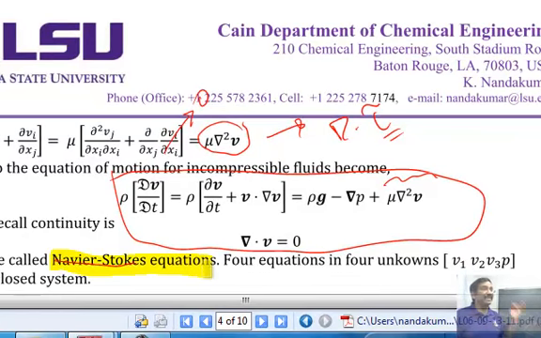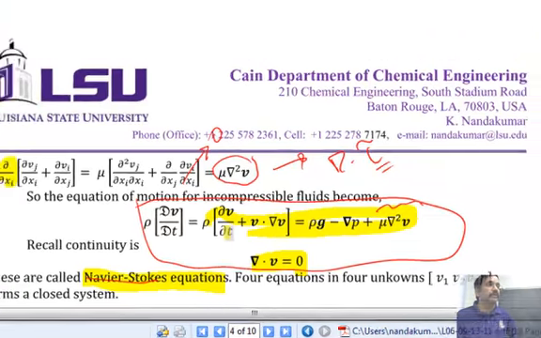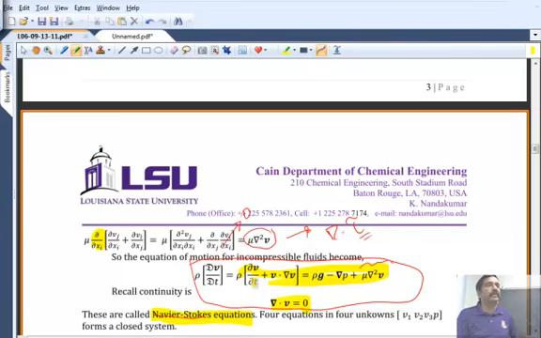Okay, and there are exactly 4 equations in 4 unknowns. The 4 unknowns are v1, v2, v3, and p. The 4 equations are the continuity and the 3 momentum equations. Stress has been related to the velocity gradients, eliminated from the stress equation of motion. Okay, and the entire secret of how fluids flow, Newtonian fluids flow, is hidden in that equation.